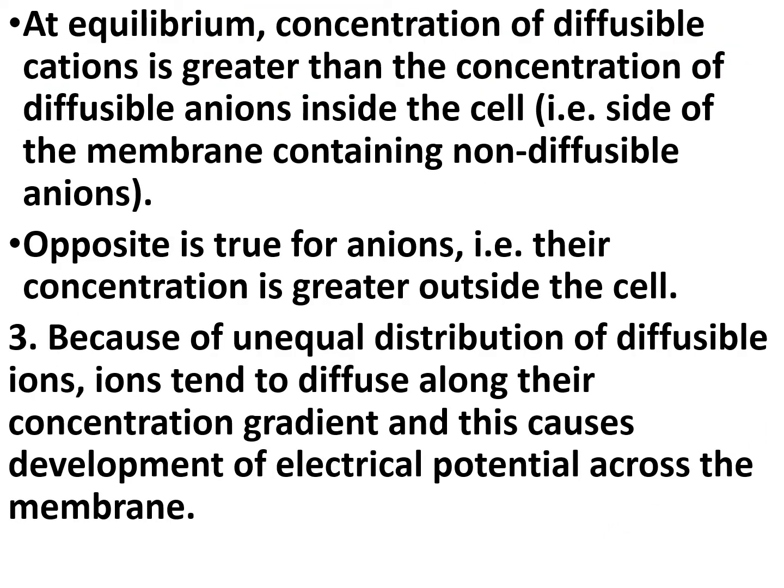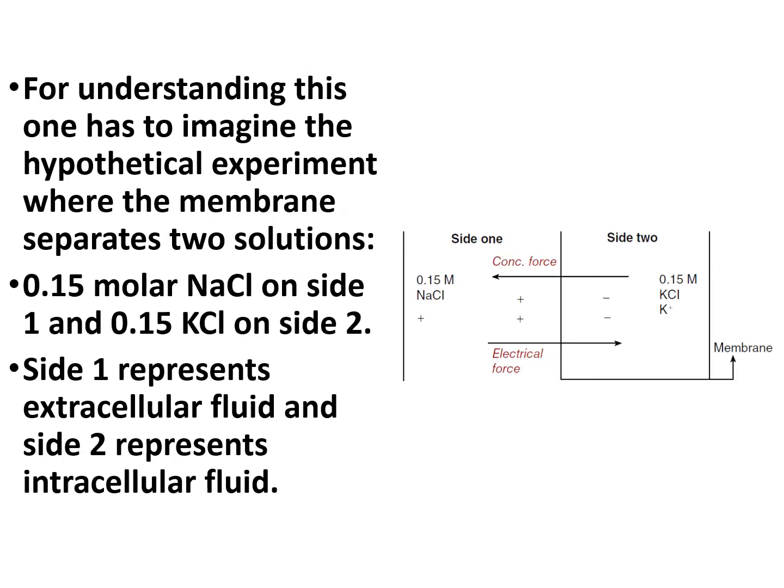At equilibrium, the concentration of the diffusible cations is greater than the concentration of the diffusible anions inside the cell. The opposite is true for anions; their concentration is greater outside the cell. So because of the unequal distribution of the diffusible ions, the ions tend to diffuse along their concentration gradient, and this causes the development of an electrical potential across the membrane.